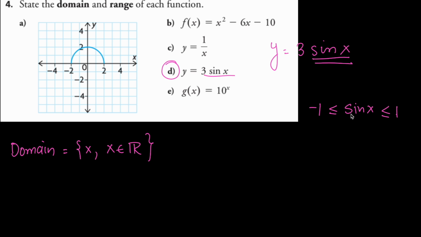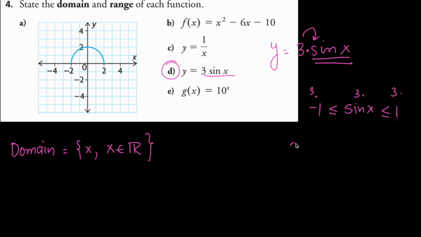Now, since I know that the trigonometric ratio sin x fluctuates between -1 and +1, but in the question I need 3 sin x, that means 3 is being multiplied by sin x. So what am I going to do? I'm going to multiply all sides of the inequality by 3.